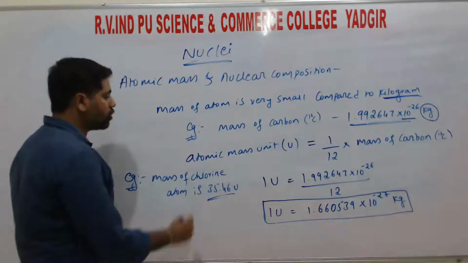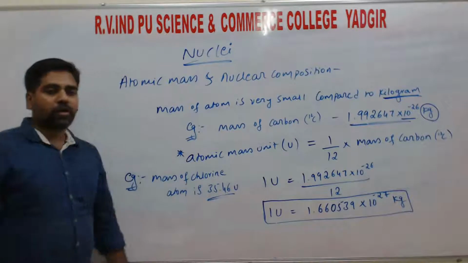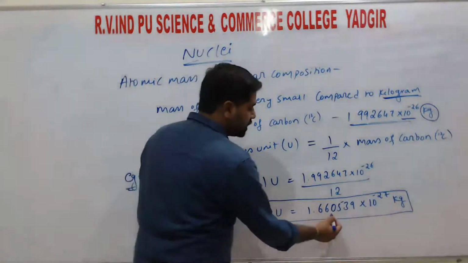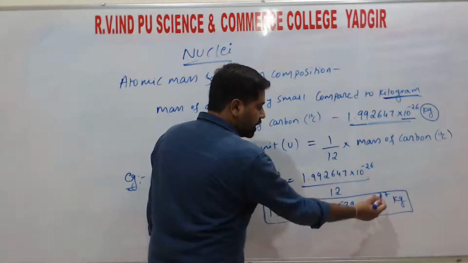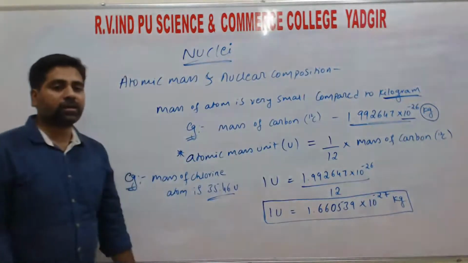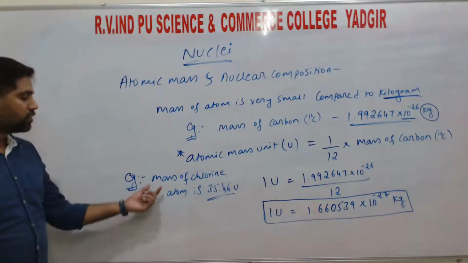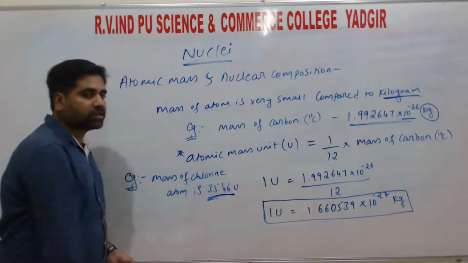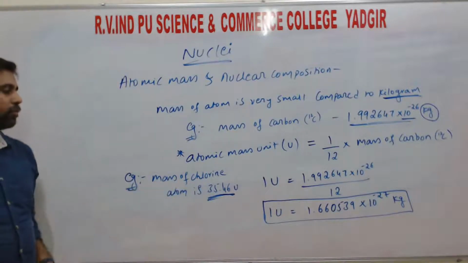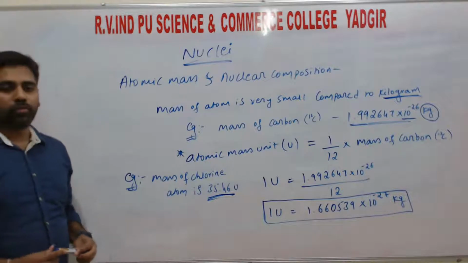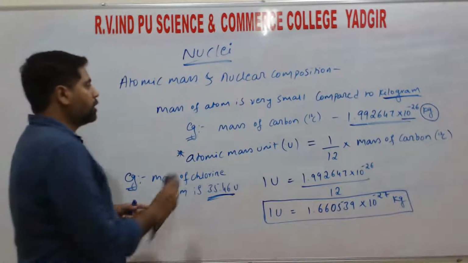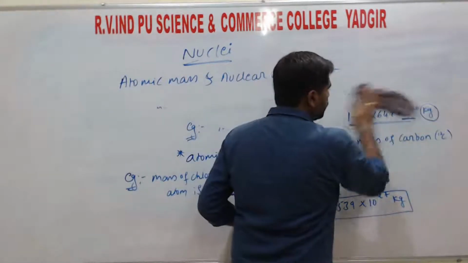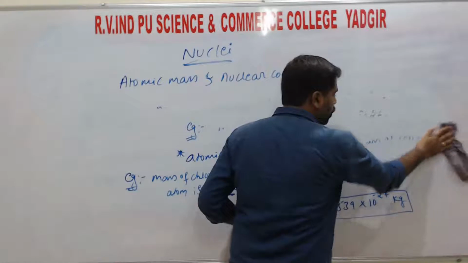The unit we use for the mass of the atom is the atomic mass unit, and its value is 1.660539 times 10 to the power of minus 27 kg, right? An example is the mass of chlorine, which is 35.46 U, right?